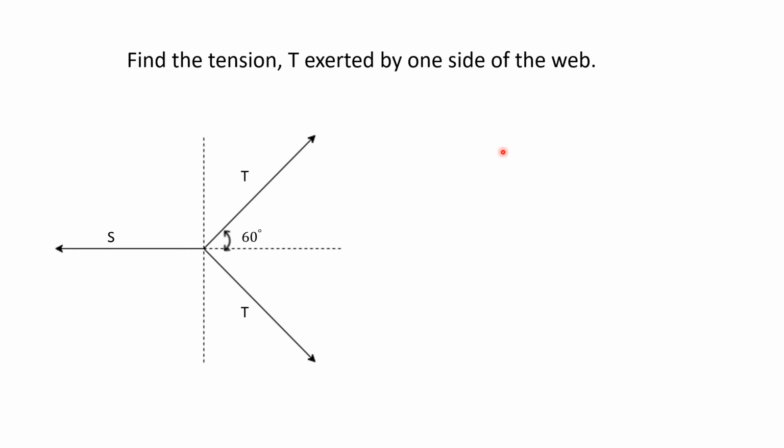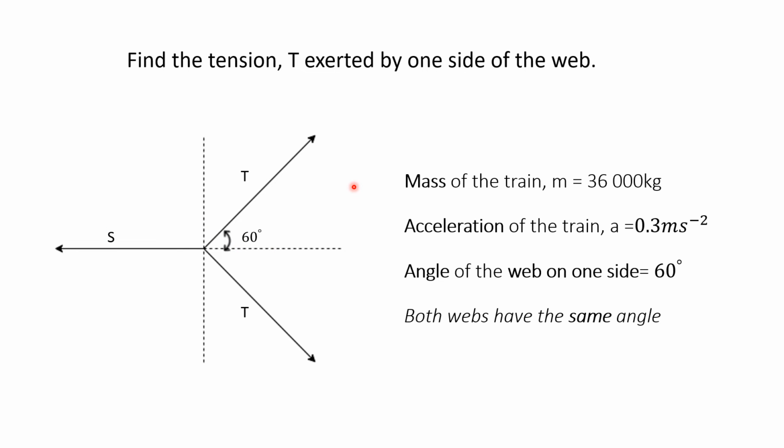As usual, if we want to solve this type of problem, we have to see a clearer view of the direction of the forces. Imagine the mass of the train is equal to 36,000 kilograms and the acceleration of the train is equal to 0.3 meters per second squared, and the angle of the web on one side will be 60 degrees. Consider both webs will have the same angle here, 60 degrees and 60 degrees below here.